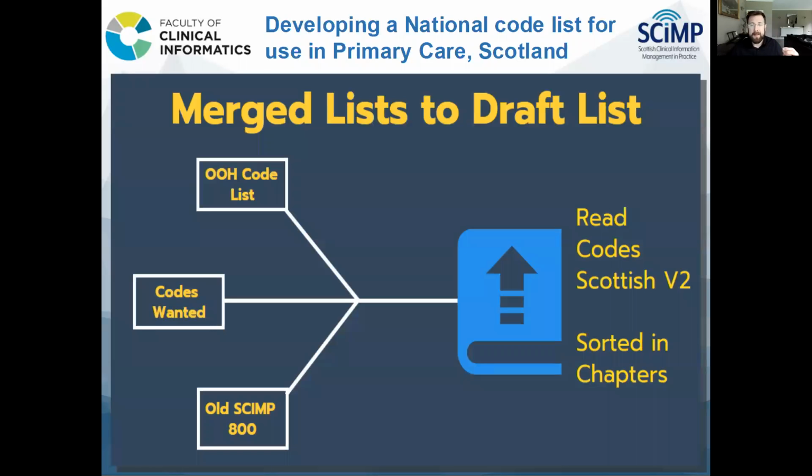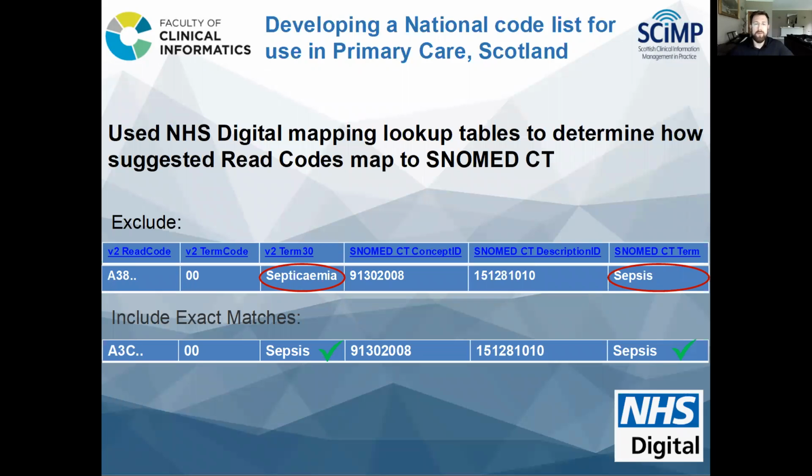We took this data and added a previous SCIMP list which had a similar purpose along with an out-of-hours code list SCIMP had developed. Put this all onto a very large Excel sheet and sorted it into read chapters. At that point, we used mapping tables to assess how these read codes mapped to SNOMED CT. So we would exclude, in that example, septicemia and instead include sepsis.